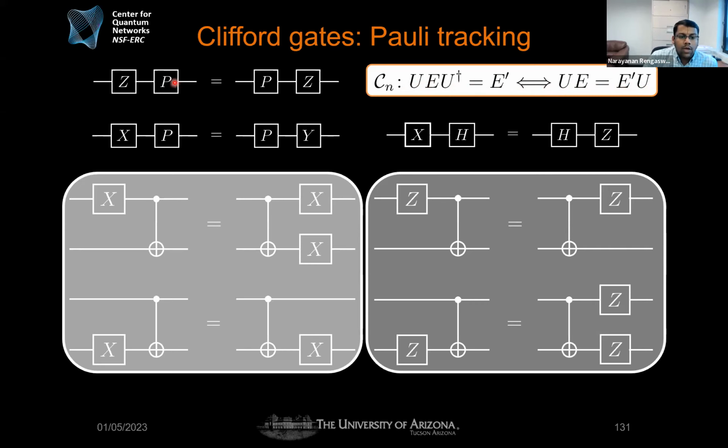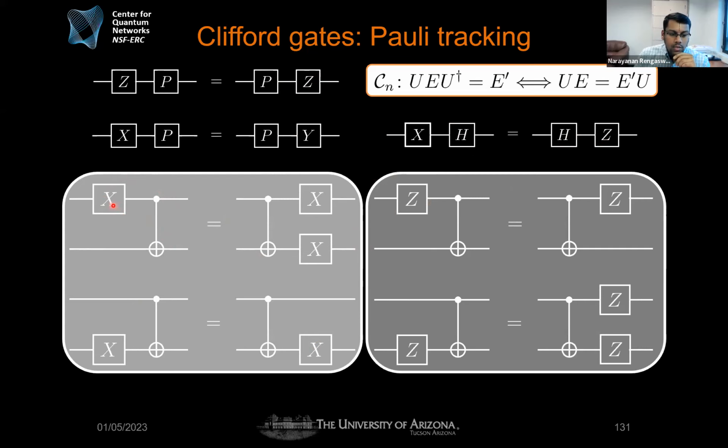So let's see some examples of this. For example, if you take the phase gate, first applying Z and then the phase gate is the same as doing the reverse, because both of them are diagonal, so they commute. But if you take the X and then the phase gate, that's equivalent to first doing the phase gate and then the Y. Similarly, for Hadamard, first doing X and then Hadamard is the same as first Hadamard and then Z. So these are basically different Pauli tracking rules, a kind of cheat sheet, if you want. And similarly, there's a cheat sheet for CNOTs as well.